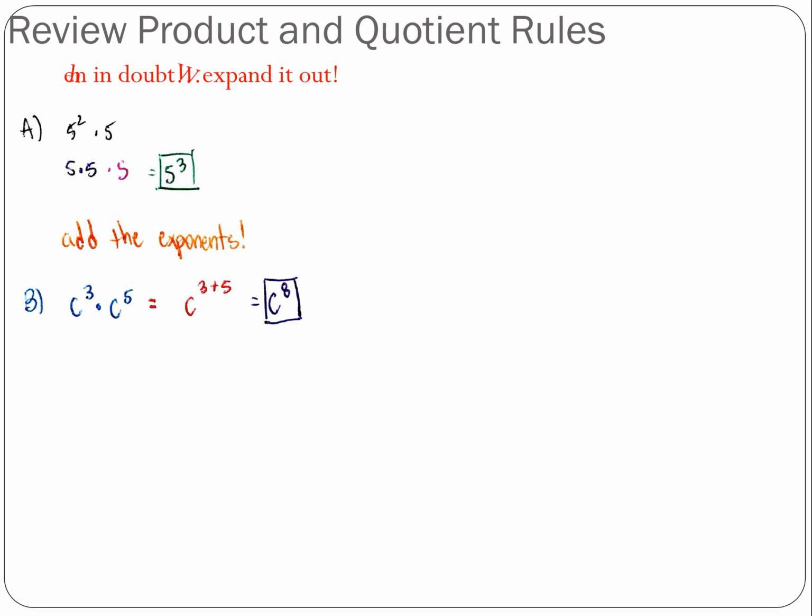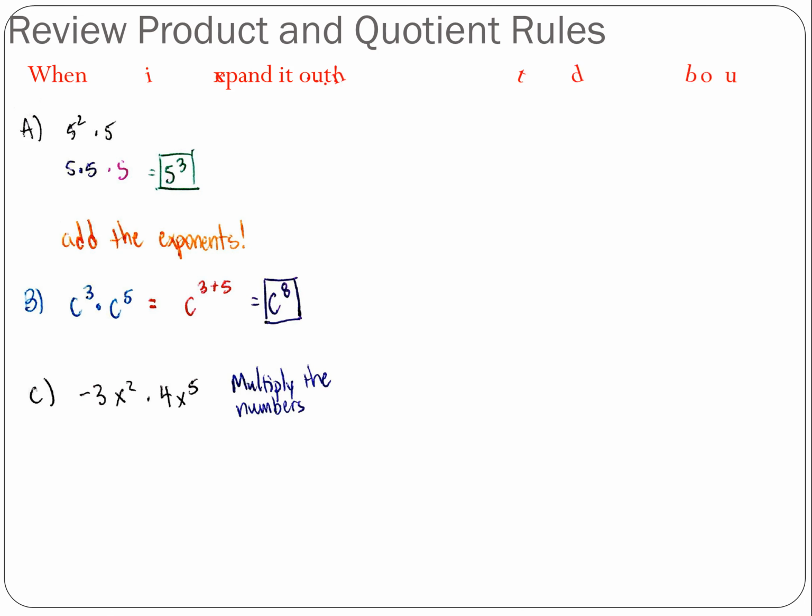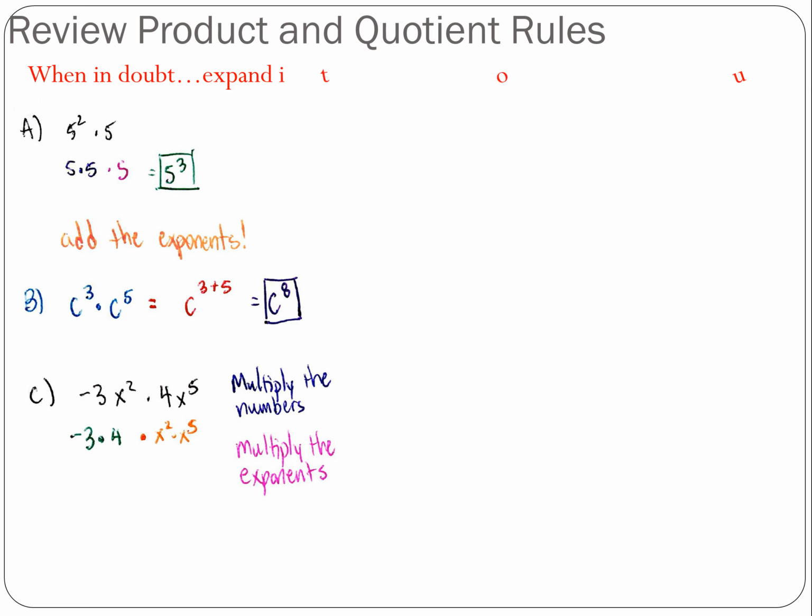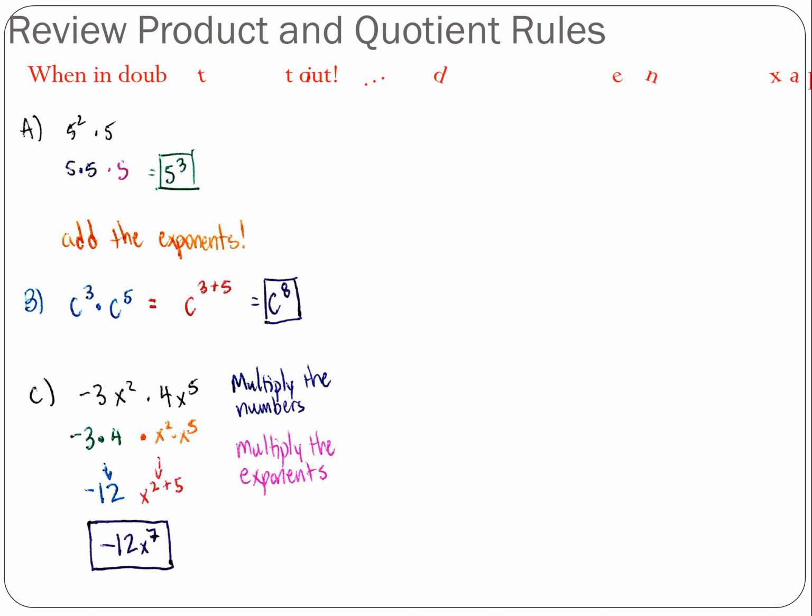So now I'm going to throw you a really awkward problem and see if I can knock you off balance. Go ahead and pause the video and see if you can solve this one on your own. And we're back. If you said that you had to multiply the numbers, -3 times 4, which got you -12, and then added the exponents, x squared times x to the fifth, 2 plus 5, so -12 times x to the seventh, you are correct. Because that's all you have to do. Multiply each part. These are monomials, so we are multiplying them.